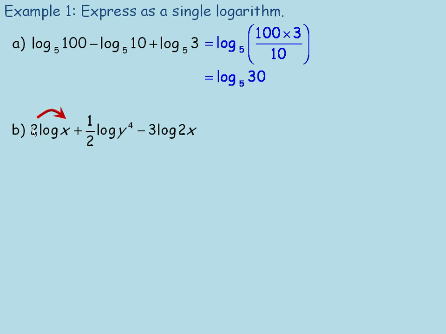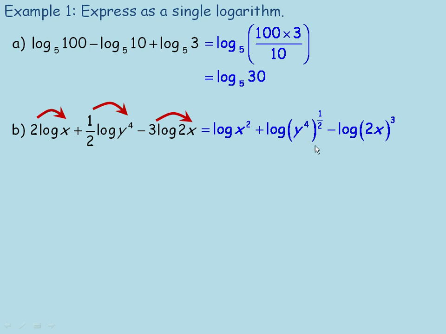Now in example B here, we're going to use the power law, and we'll bring that 2 up and write it as an exponent of the x. Same with the half, and write it as an exponent of the y to the fourth. And the same with this 3 here, bring it up and write it as a power of 2 to the x. And so then it would look like this. The x would be squared when we brought that 2 up. We would have y to the fourth raised to the power of a half. And the 3 comes up as the third power of 2 to the x.